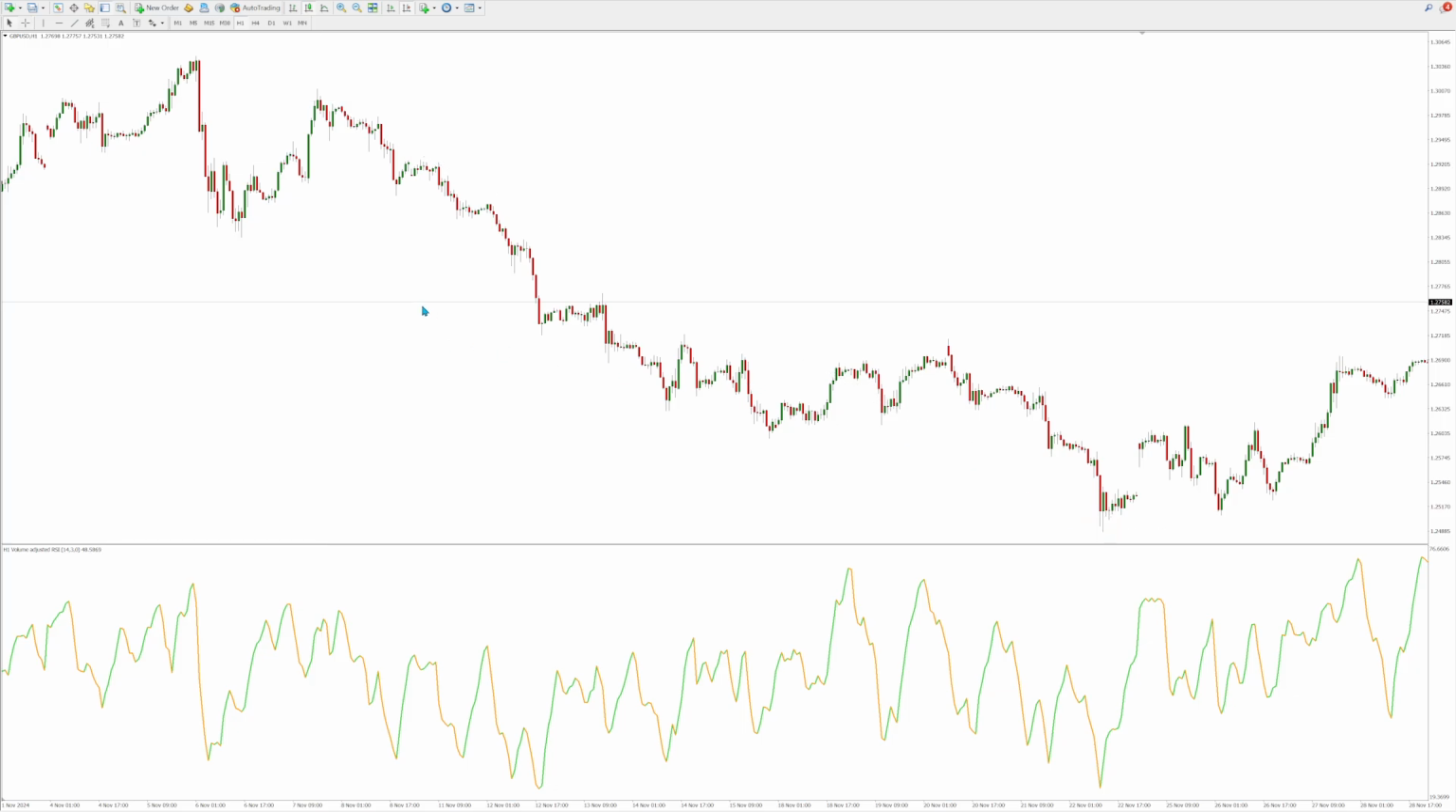This is the MetaTrader 4 MT4 platform that I'm using. You can use this strategy on any trading platform. You just need the volume adjusted RSI indicator. If you search online, you will find it. Here I have it attached to the chart. This is a pound dollar 1 hour chart.